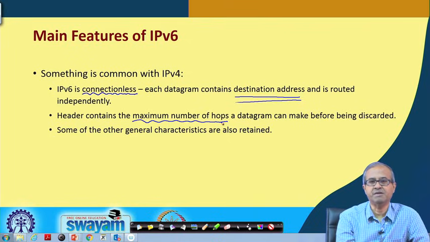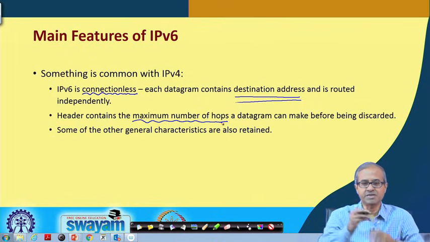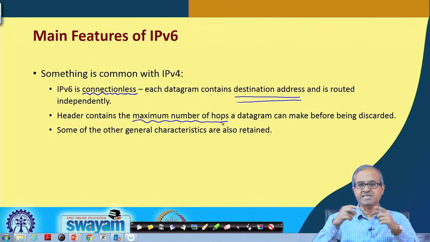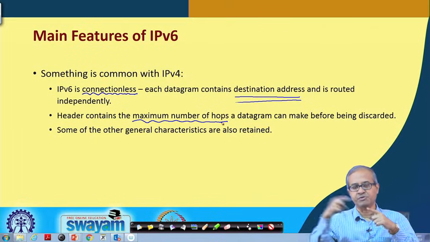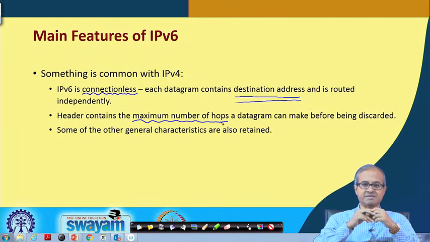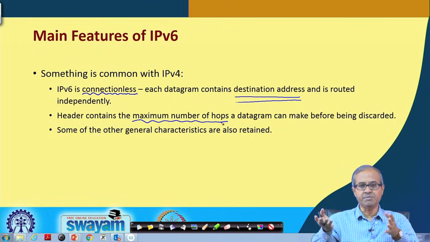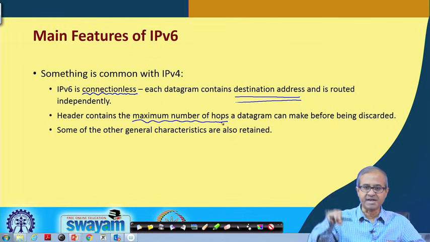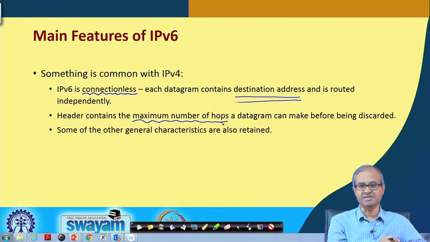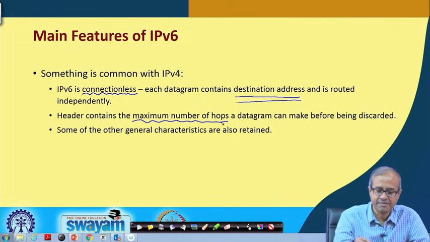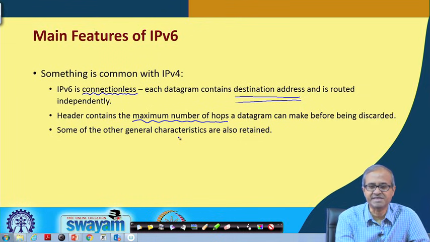that a datagram is permitted to take, because you have some estimate regarding the maximum number of hops you require to reach a destination. If you find that even within that number of hops you are not able to reach, it means there is some problem in the network, maybe your packet is following a circular path in a loop, it has got stuck somewhere. So in that case you discard the packet. And some of the other general characteristics like fragmentation and so on are also retained.